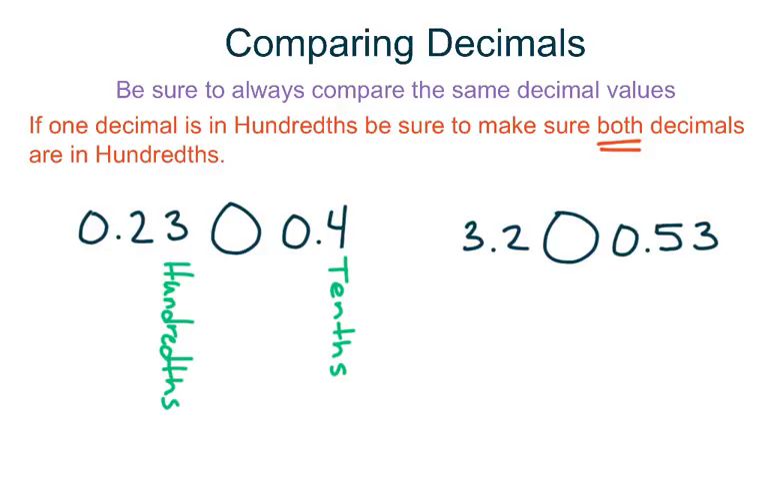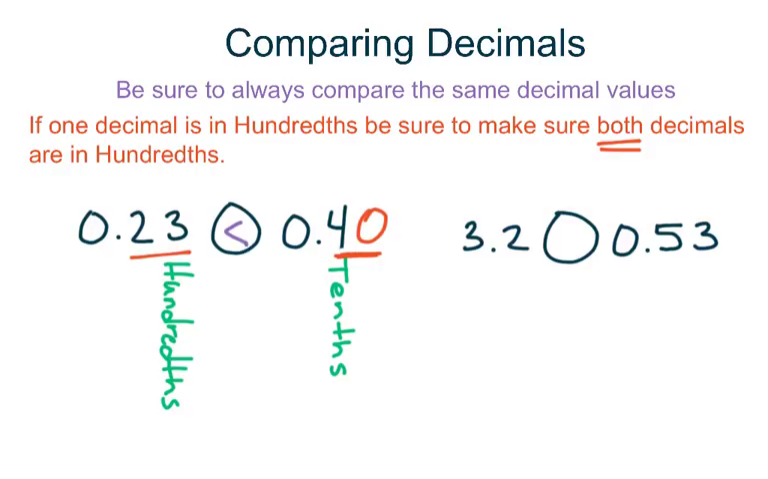For example, we have 23 hundredths and here we have 4 tenths. All I need to do to turn this 4 tenths into hundredths is add that 0. When I do that, I'm now comparing 23 hundredths and 40 hundredths, and here I can very clearly see that my 40 is the greater decimal. But without this 0, it's a little bit trickier to see that that 4 tenths is greater than 23 hundredths.